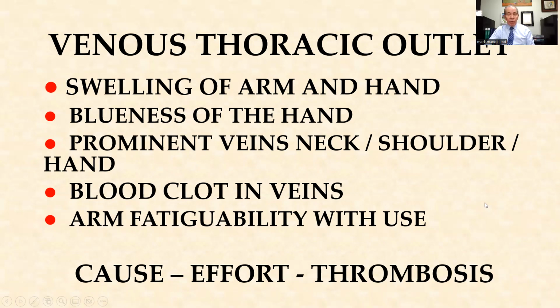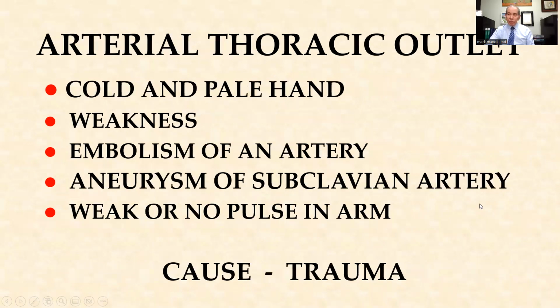So venous thoracic outlet, reportable in the medical literature on an industrial basis. Arterial thoracic outlet, easy to diagnose. The patient's hand is ice cold, there's not enough blood, pale, weak. These are usually due to an embolism or an aneurysm of the subclavian artery. Cause here is trauma, acute trauma.